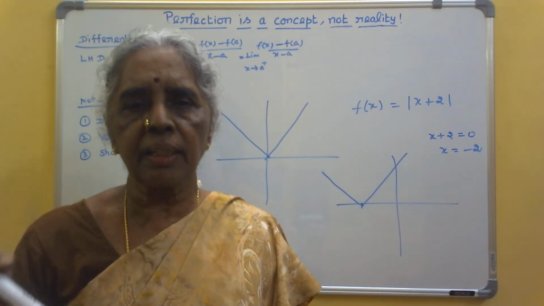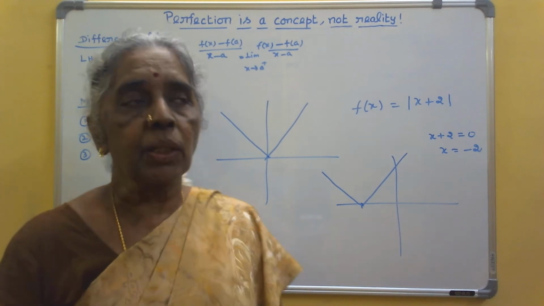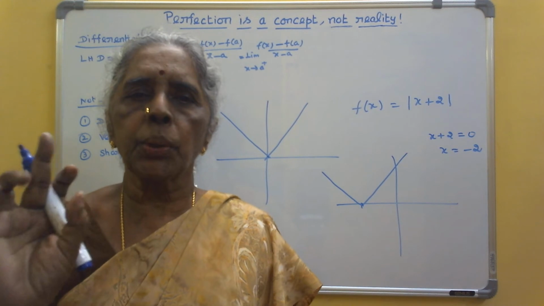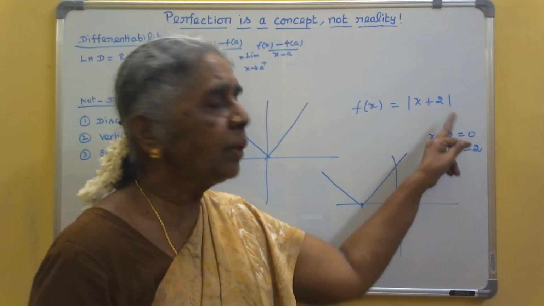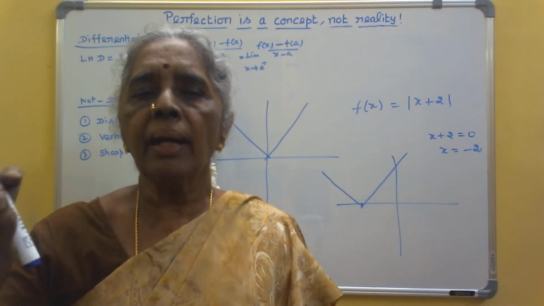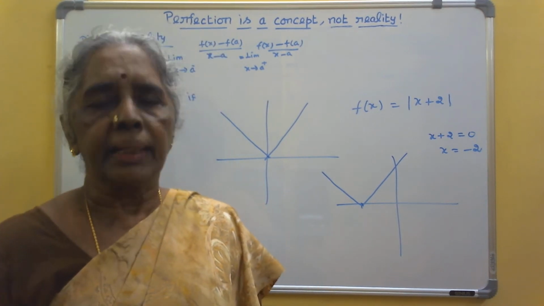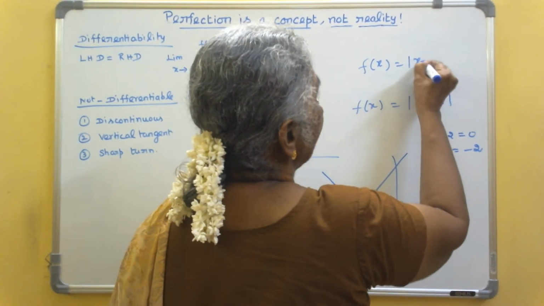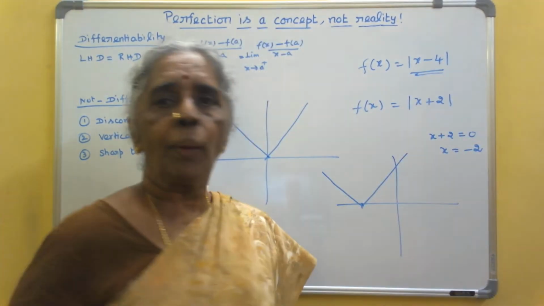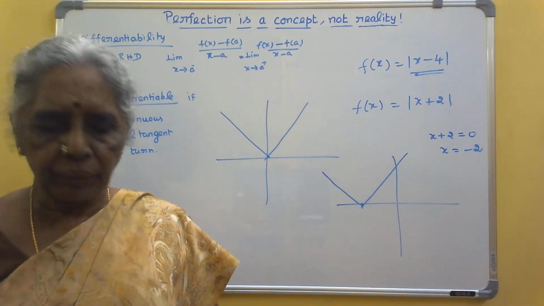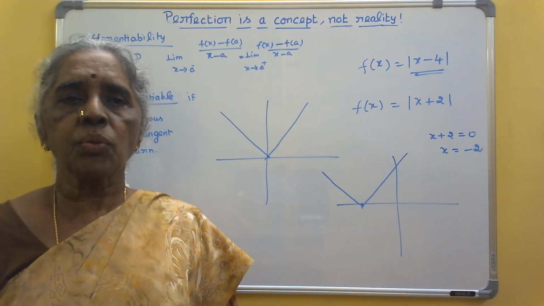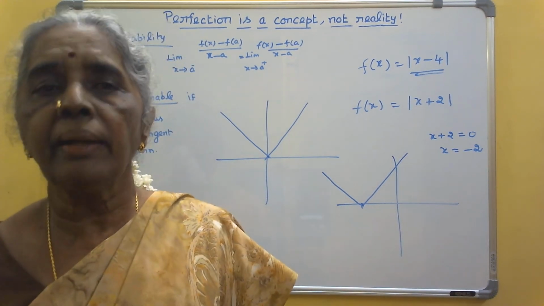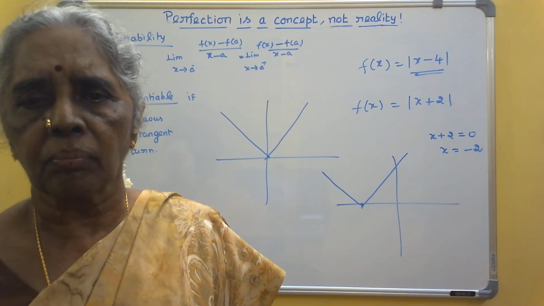So a modulus function is continuous everywhere, but it is not differentiable at the point where it takes the sharp turn. That is, if you equate what is within the modulus to 0, that x value, at that point it is not differentiable. If you take f(x) = |x - 4|, it will not be differentiable at x = 4. Is it clear? So now let us do one or two sums which consist of both continuity and differentiability together, right?